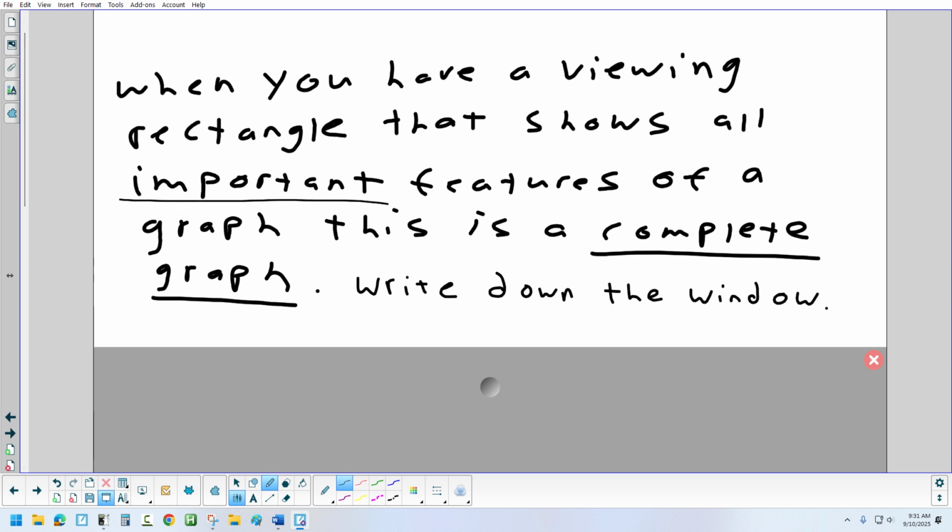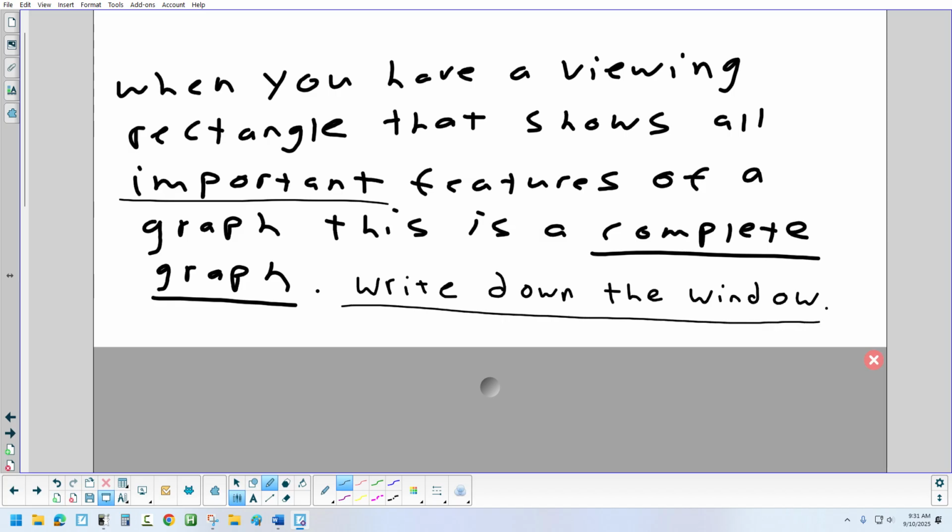Now, it's kind of a vague definition. It shows everything that's important. Well, what's important? If you're drawing 2 lines, I would say generally the intersection point, if they're not parallel, is important. That's something you'd want to be able to see. If you're drawing a U shape, generally seeing the bottom of the U shape or the top of it is important. And there's not just one answer. There could be more than one answer that shows what's important. But all you have to do is write down the window.